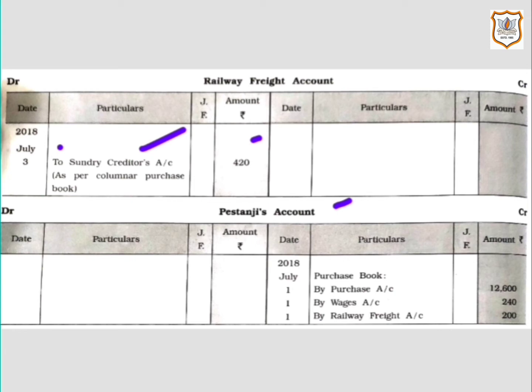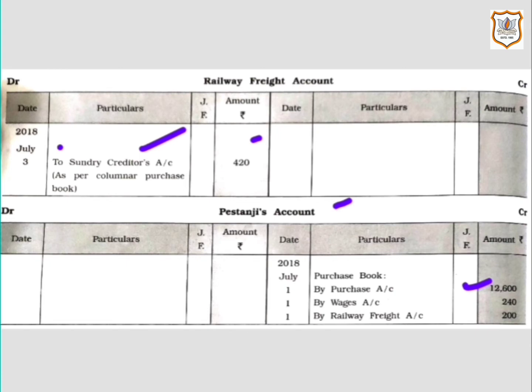But here, while recording in creditors account, we have to show the amount separately that we are going to pay them. That is, we will show it separately. Goods which we have purchased from P.N.AMERSEY, that is 12,600, and in particular column we will write by purchase account.